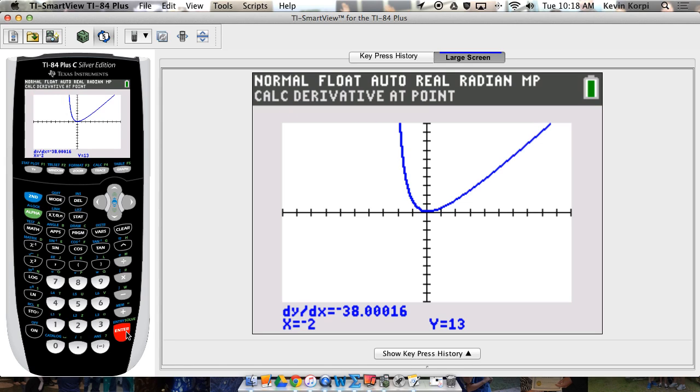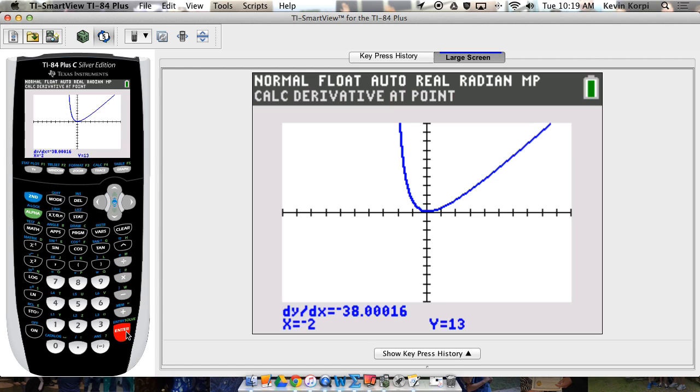If it's on the screen, it'll give you a blinking cursor and show you the visual. But if not, it shows you what it is. So it says dy dx at -2 is what? -38.00016. That's only 3 zeros, but the number after it is 1. That's relatively small. So is this one of those cases where you would infer that it's just -38? Yes.